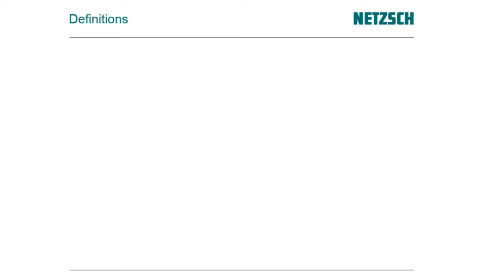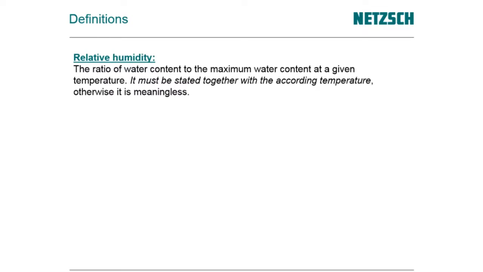The most prominent definition term is the so-called relative humidity. It's the ratio of water content to a maximum water content at a given temperature. Here it's important that it must be stated together with the according temperature, otherwise it's meaningless. Hopefully you understand the second sentence already. As shown before, the maximum water content, which is the reference for the relative humidity, is highly dependent on the temperature, as seen in the graph before. Therefore, we have to state it with the temperature every time.